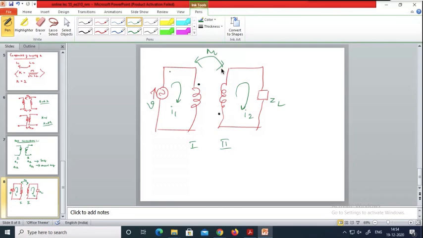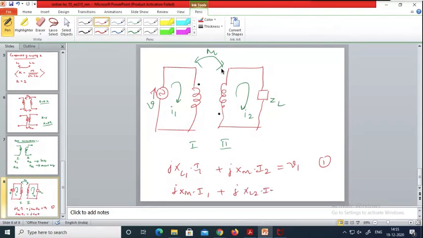I will apply KVL here, just follow me here. It is nothing but j XL1 into I1 plus j XM into I2 is equal to what? V1. This is the first equation. And the next equation, j XM into I1 plus j XL2 into I2, plus one more quantity is there. It is I2 into ZL, that is equal to what? 0. This is equation number 2.